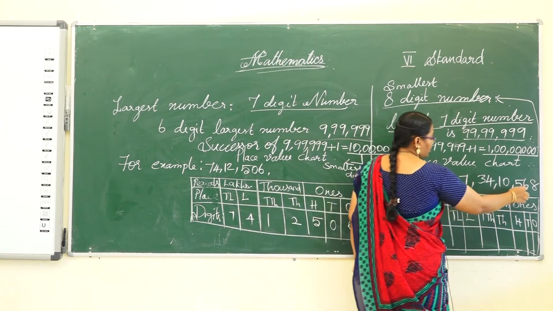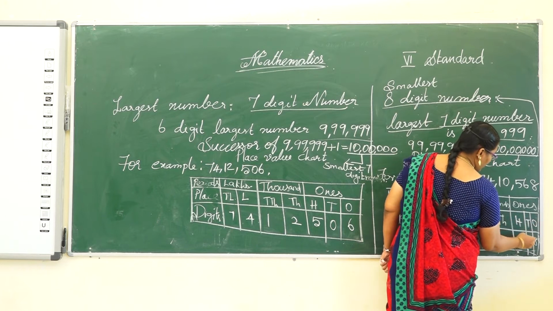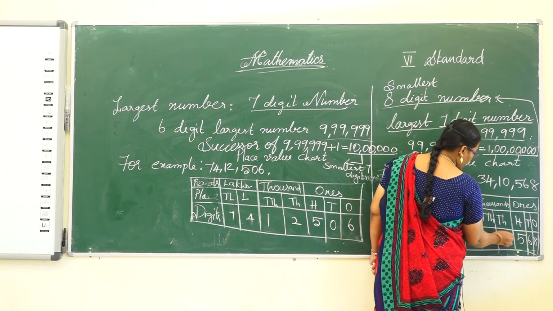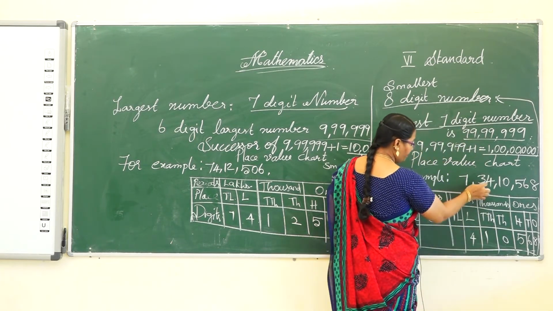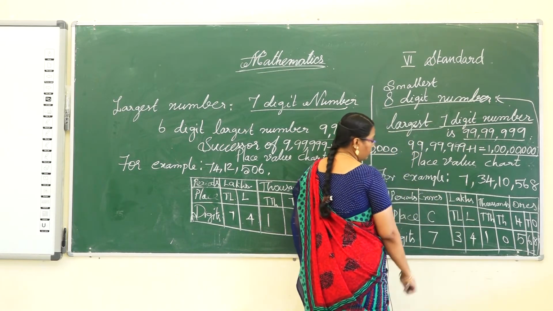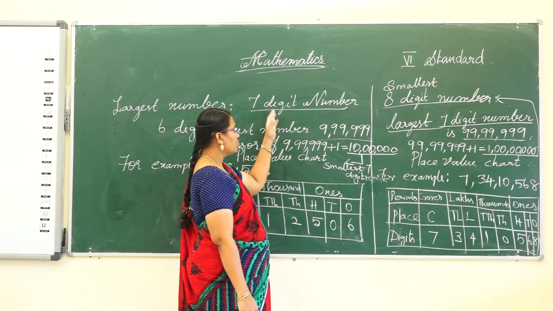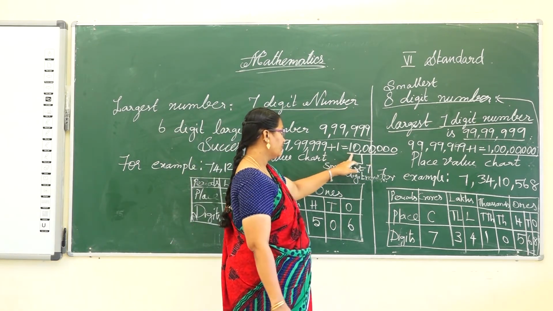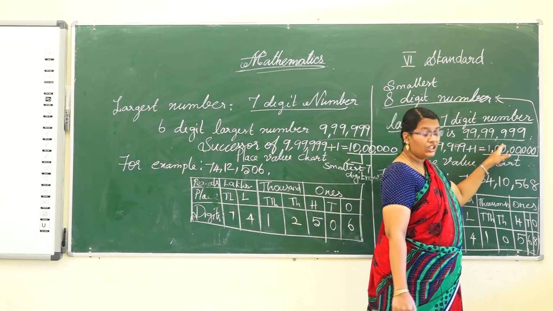See. So first, the ones place is 8, the tens value is 6, the hundreds value is 5, the 1000 value is 0, the 10,000 value is 1, the lakh value is 4, the 10 lakh value is 3, and the crore value is 7. I hope you all understand the concept of a 7-digit number. The smallest 7-digit number is 10 lakh. The smallest 8-digit number is 1 crore.